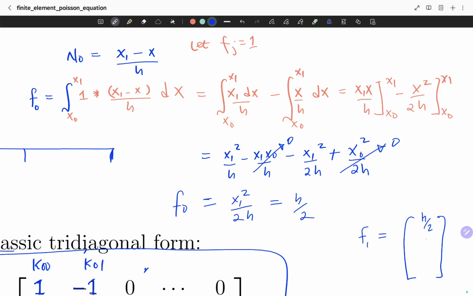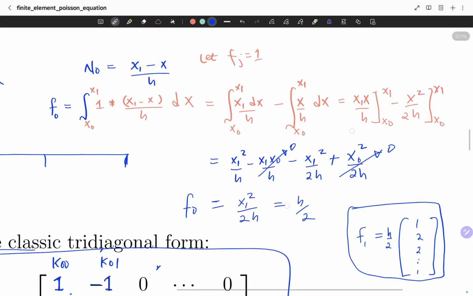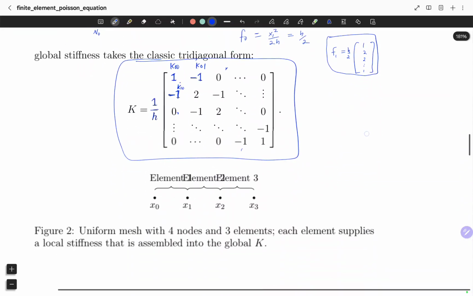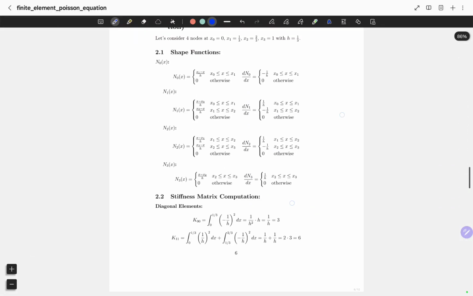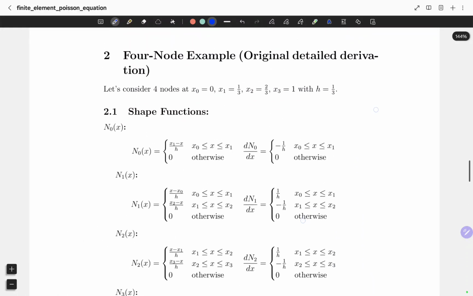Let's write it this way. h over 2 is outside. You're going to have here 1, 2, 2, two twos, and then 1. This is how you're going to have your f. We already have seen how the k is generated, and this is what we explained here.